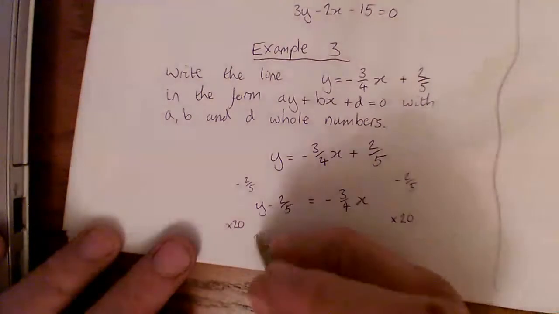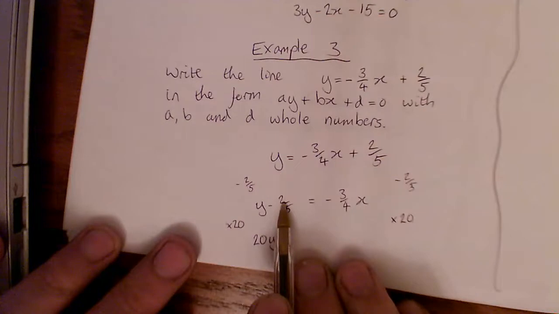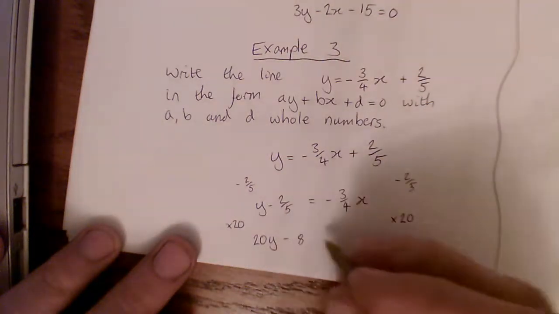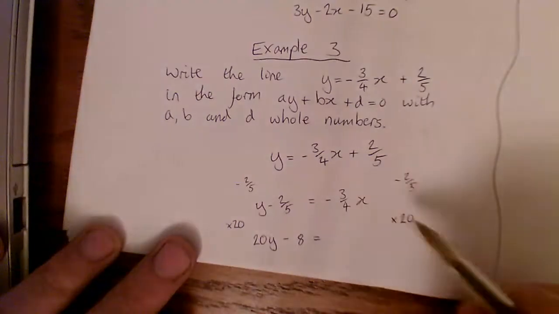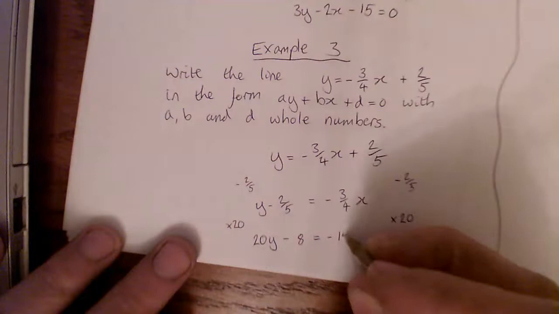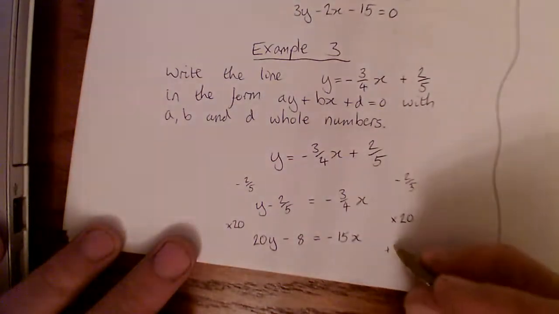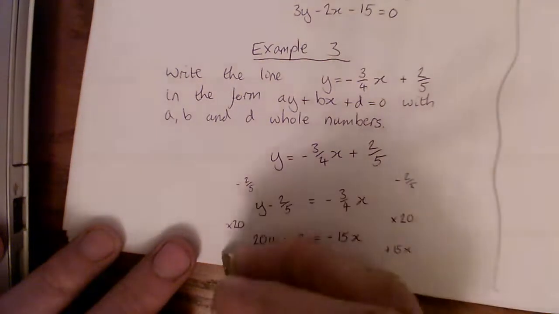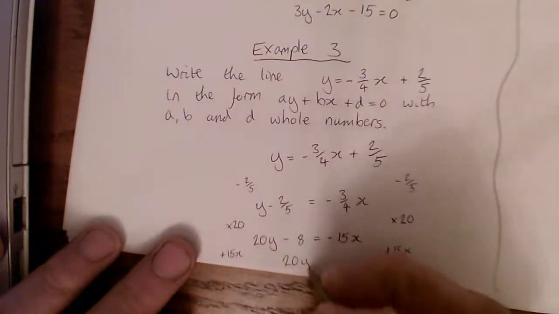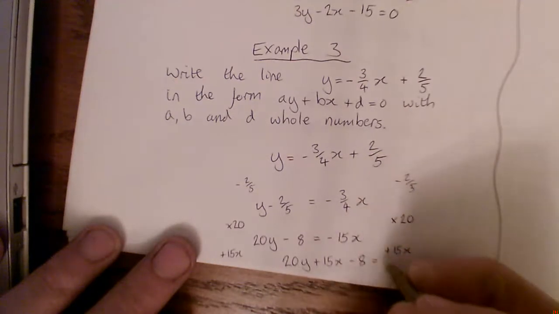So that gives us 20y minus, now, timesing the top here by 20, we get 40 over 5. 40 divided by 5 is 8. 3 times 20 is 60. Divided by 4 leaves us with 15. And we've got the minus sign still there, and we've still got the x. Now we add 15x to both sides. So that leaves us with 20y plus 15x minus 8 equals 0.